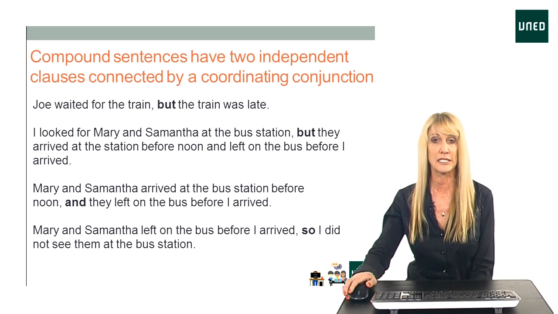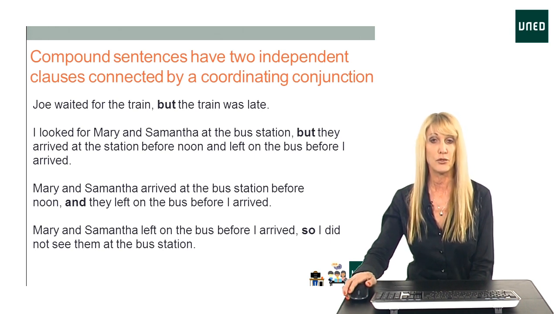Notice in these sentences here that we have two clauses that are connected by a coordinating conjunction. So for example, Joe waited for the train, comma, but the train was late. So notice that "Joe waited for the train" is a complete idea. We could put a period there. We have a subject, we have a verb, we have a complete idea. Therefore, it's a sentence. But we can make more sophisticated sentences by connecting it with a coordinating conjunction.